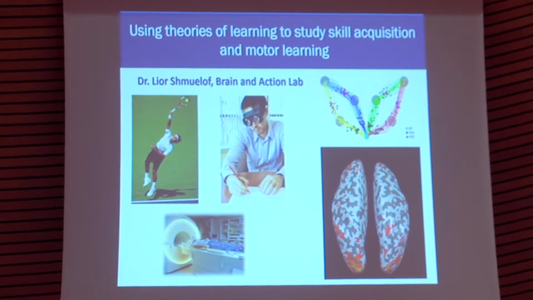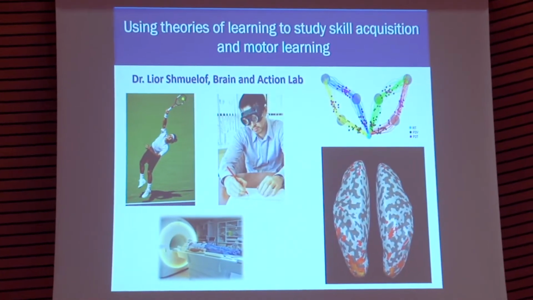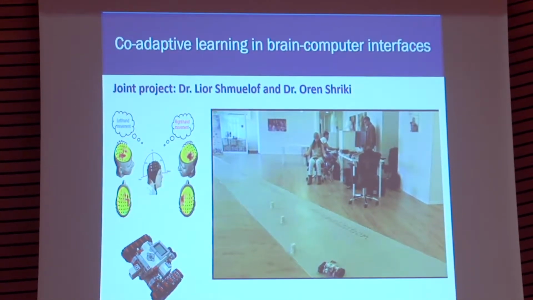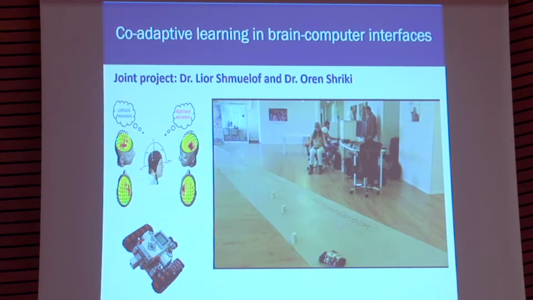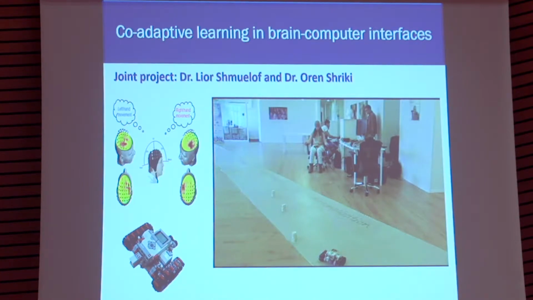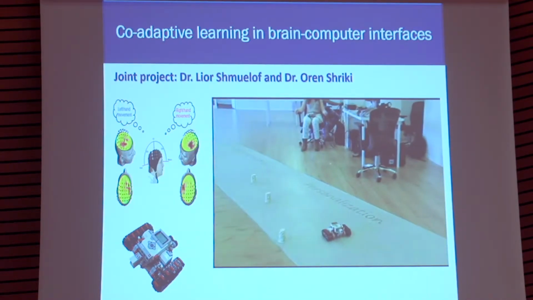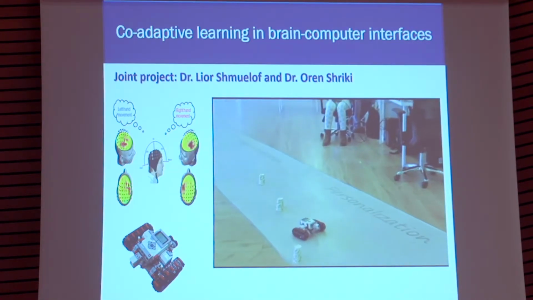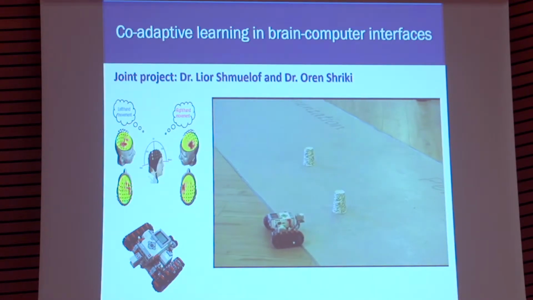The lab of Lior Shmuelov works on motor control, so it's a lot of learning, and they also use concepts from the theory of learning to study skill acquisition. For example, in a joint project, Lior and I, essentially a postdoc of ours, studied the interaction between human learning and machine learning in brain-computer interface. When we let subjects control a brain-computer interface, as you can see in this video, we adapt a machine learning algorithm to recognize patterns of activity in the brain and to recognize if your intent is to turn left or right.